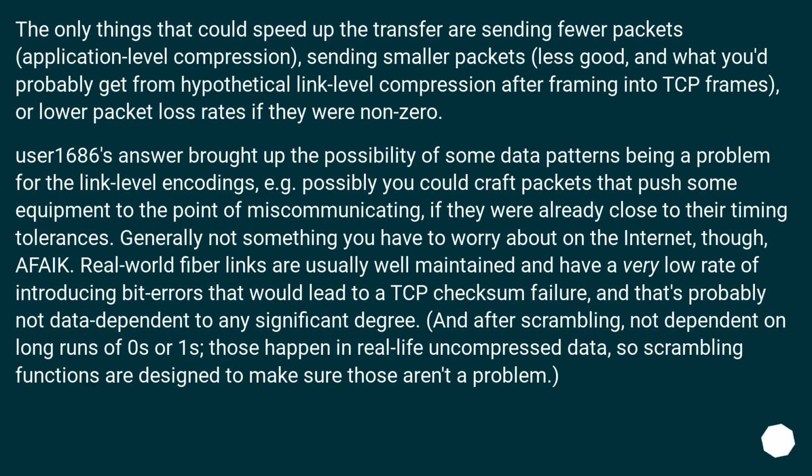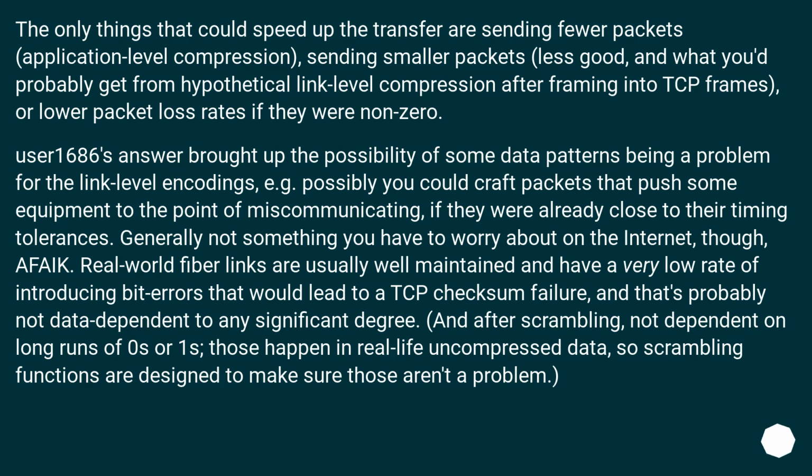User1686's answer brought up the possibility of some data patterns being a problem for the link-level encodings. For example, possibly you could craft packets that push some equipment to the point of miscommunicating if they were already close to their timing tolerances. Generally not something you have to worry about on the internet, though, as far as I know.